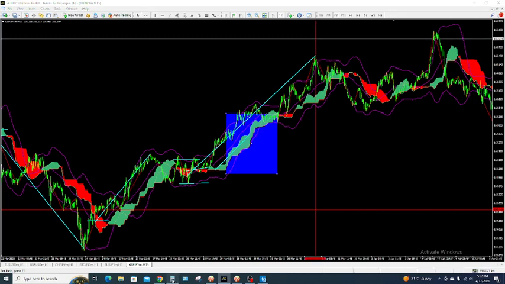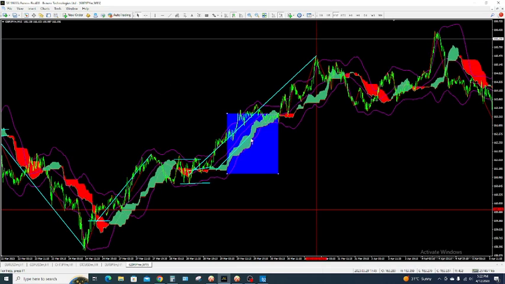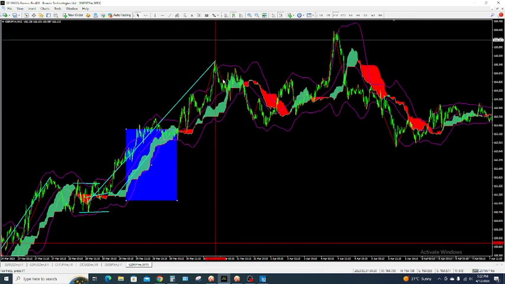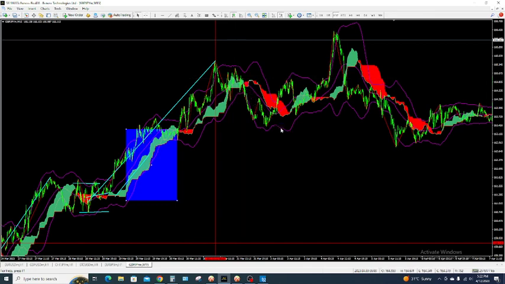$1,000, turning $1,000 to 75,764, following the concentration of Ichimoku and the Bollinger Band. This is serious. March, 31st of March. When we look at this again, 31st of March, 75,764.